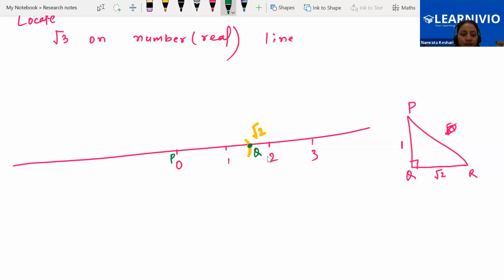Done, ma'am. Okay. Yes, Sarah and Farhan done. Now what you can do, we understand that one of the sides has to be root 2, another side is 1. So the way we made a perpendicular with the help of a protractor, a 90-degree angle over here, the same way you can make the 90-degree angle. Please make it.